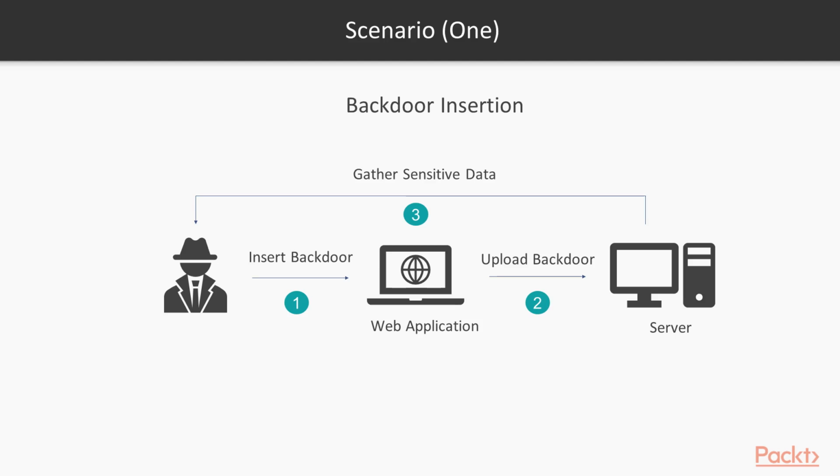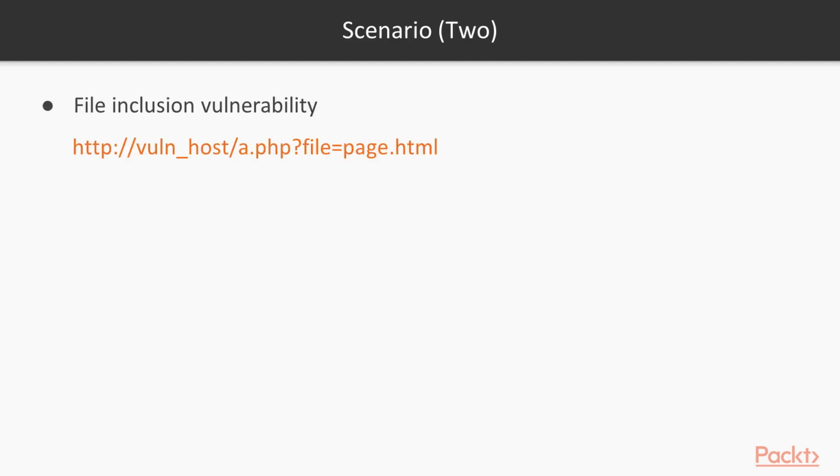Now next step is with the help of that backdoor, attacker can gather sensitive data. Attacker can execute various commands to gather sensitive data from the server. That is called backdoor insertion. Second is file inclusion vulnerability. Now what is file inclusion vulnerability?